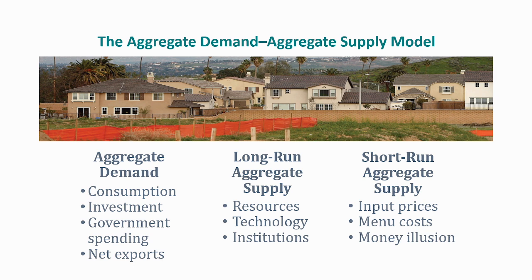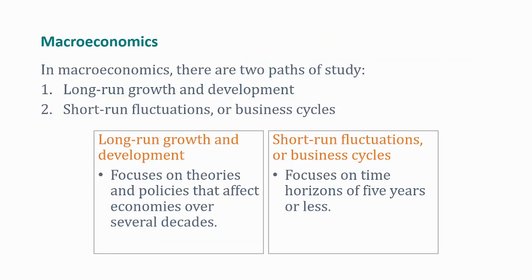So in the long run, we have our supply that shows our resources, our technology, and institutions. For the short run, our supply, we mention the input prices, menu cost, and money illusion. So in macroeconomics, we see there are two parts, short run and long run. So what does it mean, the short run and long run? How many years when we mention long run, and how many years when we mention the short run?